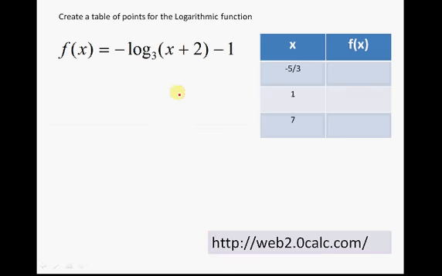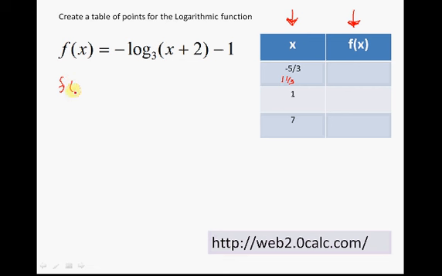To help us with the graph, what we'll do is set up a table. A table always makes it easy and convenient to create a graph. If you have some points to work with, then it's a lot easier to plot it. So let's take a look at these 3 points. X equals -5/3. Another way of thinking of this is -1 and 1/3, right? X equals 1 and x equals 7.